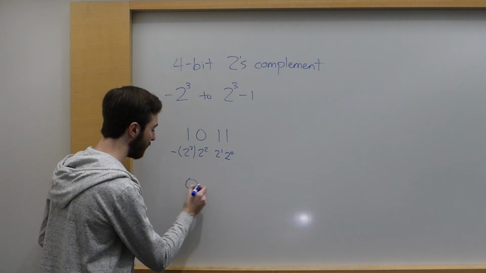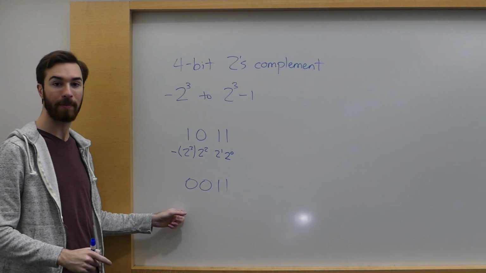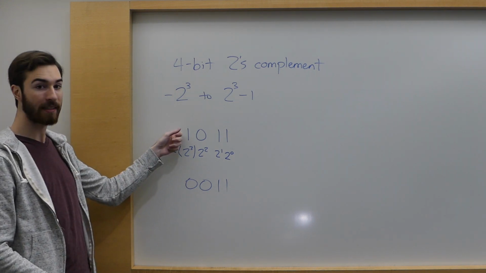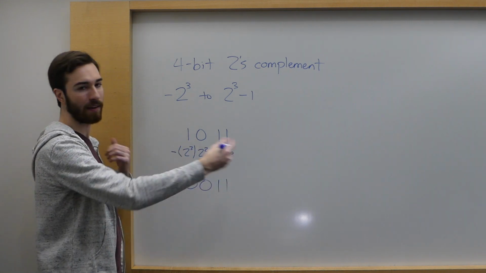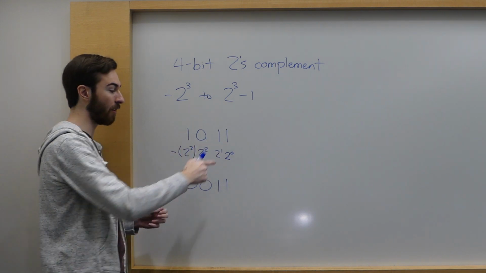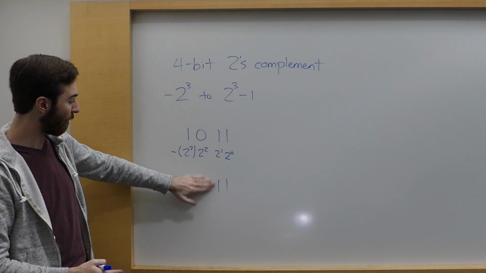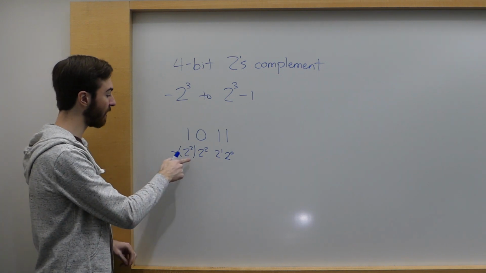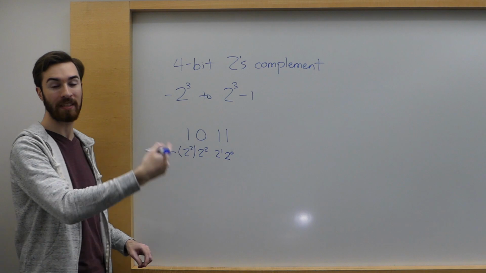So if you had 0, 0, 1, 1, that still corresponds to the value of 3 in 4-bit 2's complement. However, this number no longer corresponds to what it would be when we talked about it before, where this was 2 to the third, 2 to the first, and 2 to the 0th. This value is no longer 11. Instead, it represents something different, depending on what this negative is. It's -2 to the third plus 2 plus 1, which is -5.